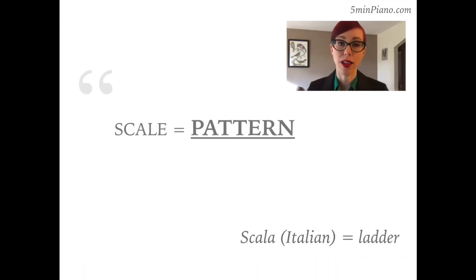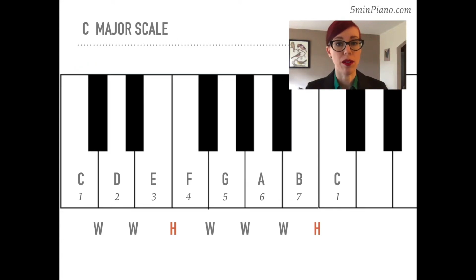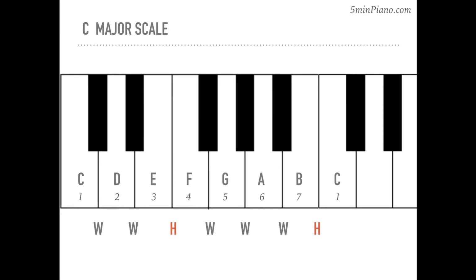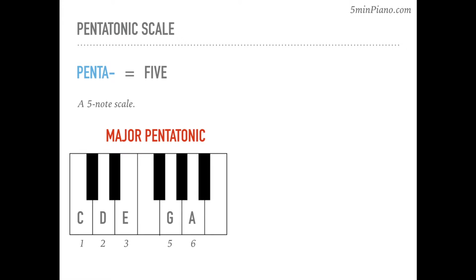As you recall from Level 1 scales, a scale is simply a pattern. The simplest scale on earth is probably the pentatonic scale. Penta means 5, and the pentatonic scale is a 5-note scale. It's easiest to find a major pentatonic scale if you already know the pattern for a major scale. From there, play only the first, second, third, fifth, and sixth scale notes. You've got a major pentatonic scale.